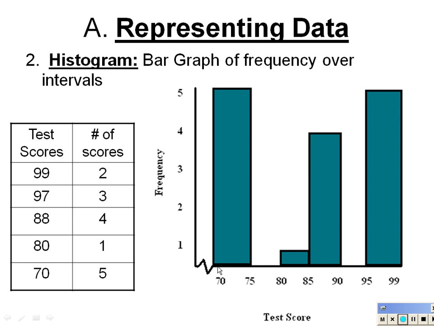Now, if we don't use anything below a certain point to 0, we just put a squiggly mark because we don't have anything below 70 to record, so we just put a squiggly mark there. And that's what we call a histogram.